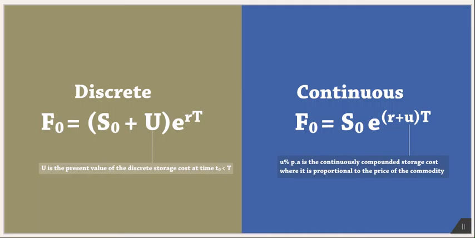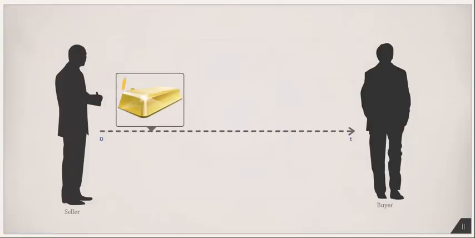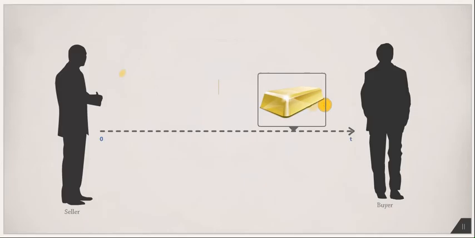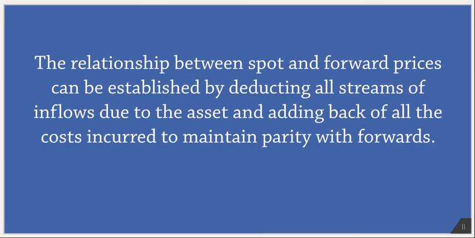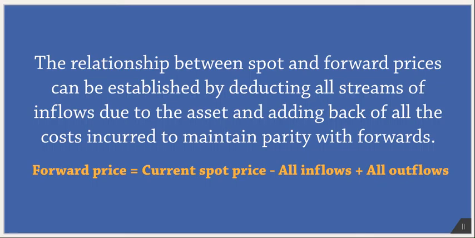The logic that plays here is that it becomes less attractive for a person to buy the asset now and hold it till maturity unless he is compensated for the costs incurred by him. The relationship between spot and forward prices can be established by deducting all streams of inflows due to the asset and adding back all the costs incurred to maintain parity with forwards. Thus, all of the costs and benefits above can be summarized as the cost of carry, C.